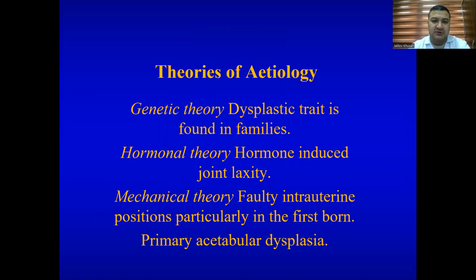Theories of etiology. Genetic theory: this trait is found in families. Hormonal theory: hormone-induced joint laxity. Mechanical theory: faulty intrauterine positions, particularly in the firstborn.